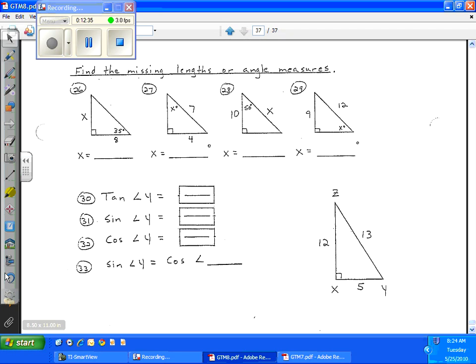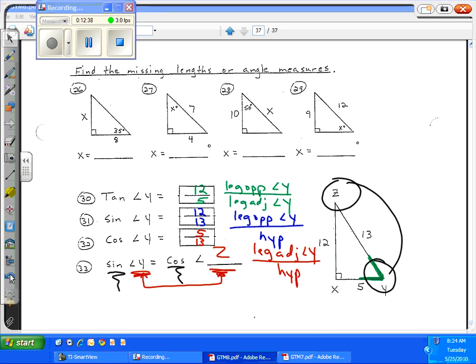All right. So we've got those ratios. Tangent is the length of the leg opposite over the length of the leg adjacent. Sine is length of the leg opposite over hypotenuse. Cosine is length of leg adjacent over hypotenuse. Again, some people like the acronym SOH CAH TOA, put all that together.